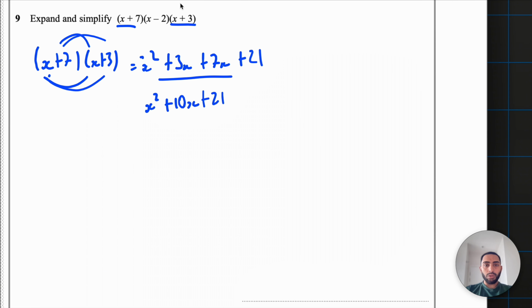And now I can multiply this one by this x minus 2. So x squared plus 10x plus 21. That's being multiplied by x minus 2.